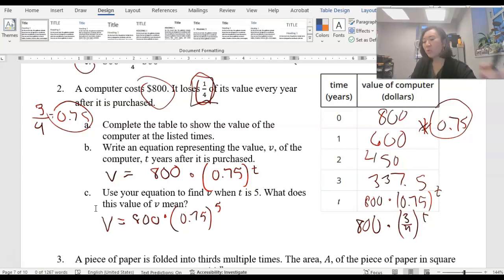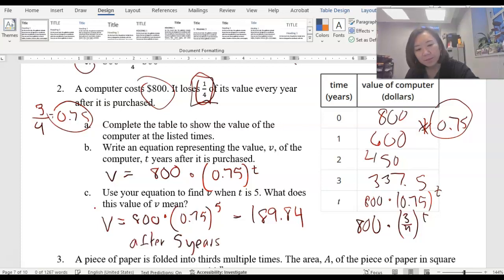0.75 to the 5th power, remember you need to do that part first, is going to be 0.2373, it's a long number, but times 800 gives you 189 and 84 cents. We'll round to the nearest cent. And so this means after 5 years, it is worth this much money.